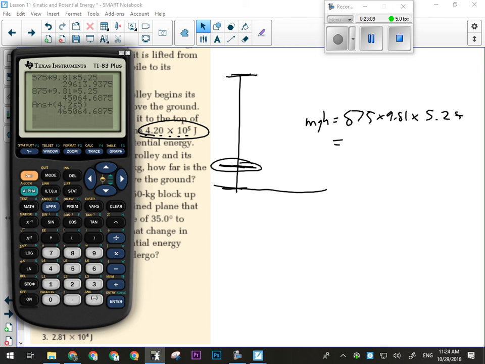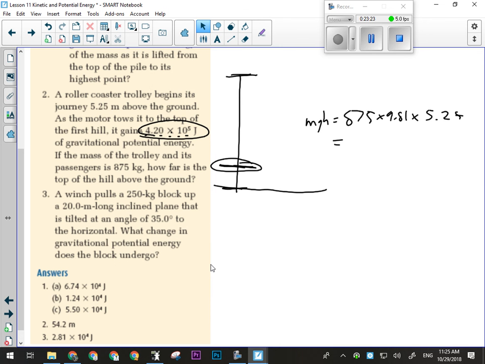All right, so there's the total energy relative to the ground. Now I can take that and divide by m times g. So that'll be 875 times 9.81, and that will give me the height above ground level, which is 54.2 meters. How many people have done number 3? Keep going on number 3. It sounds harder than it is. There's really only 2 mathematical steps to it.